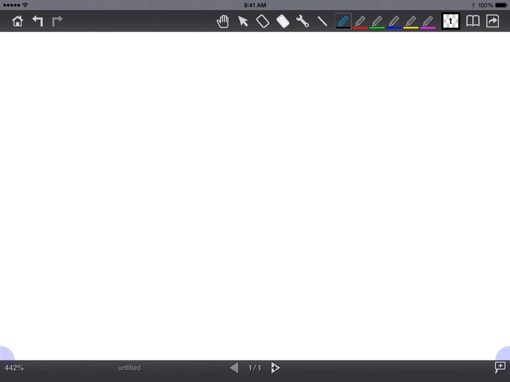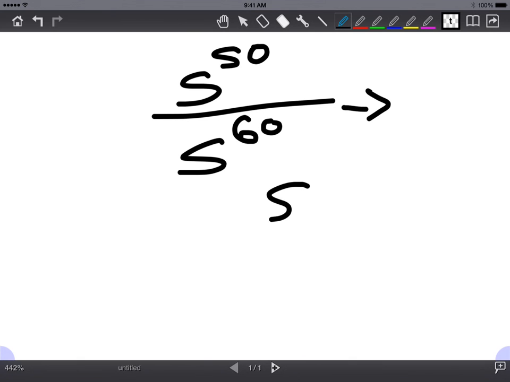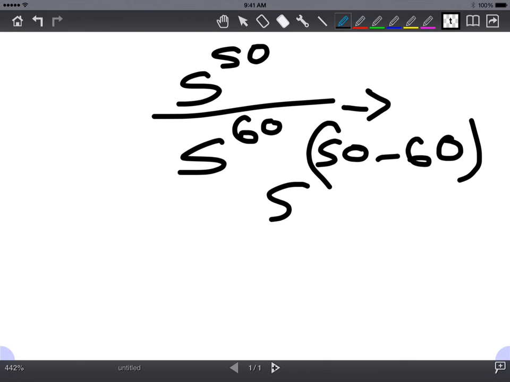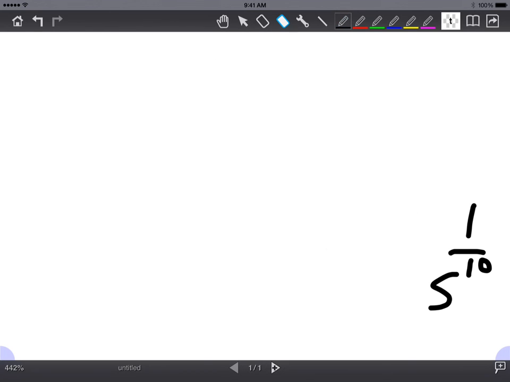I'm running low on time. I think I'll just do one more. Let's say we have 5 to the 50th over 5 to the 60th. Now I'll show you this. This is 5 to the 50 minus 60, 5 to the negative 10, which equals 1 over 5 to the 10th. Okay. So, we're nearing the end. We're basically almost at the end.